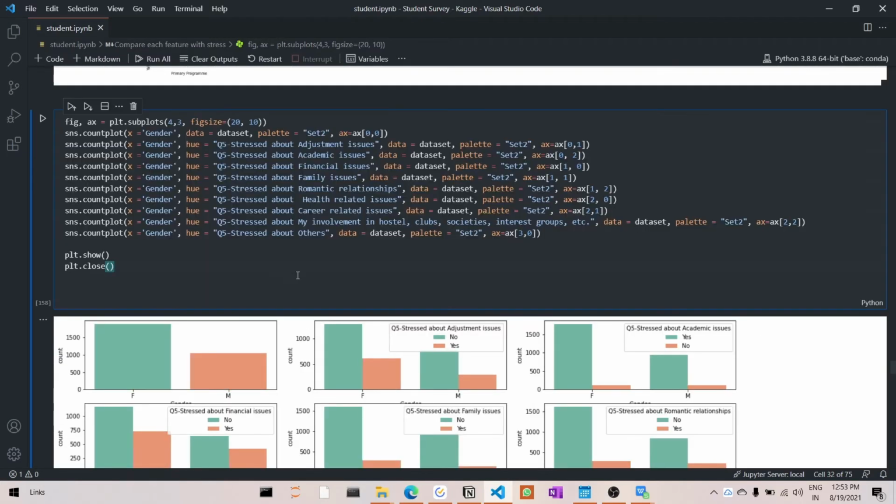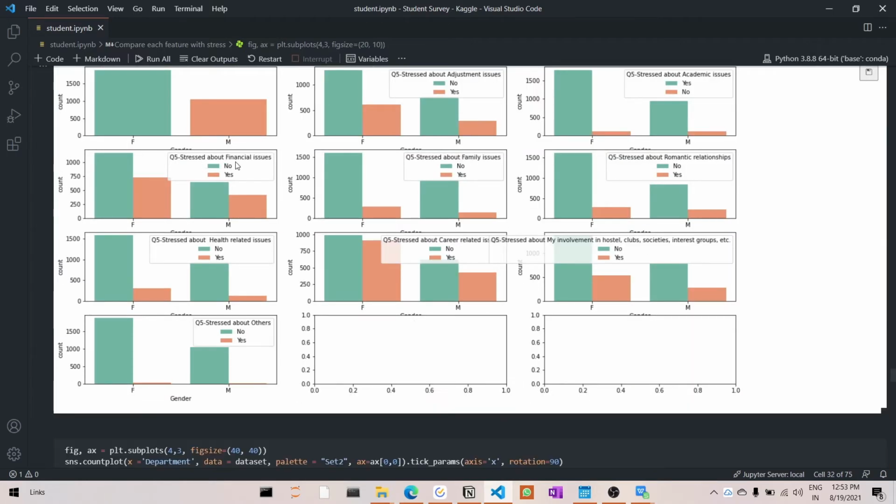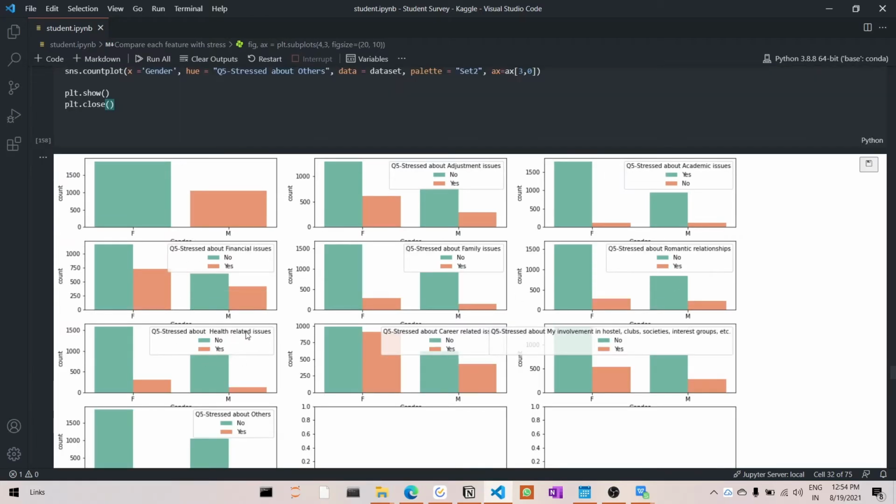Then we are going to see the feature gender and the impact of gender on various stress. Here we can see the stress about financial issue, both male and female are facing the same. But if you see the stress about career, the female count is higher than the male count. Then you can see the different stress, for example, health related, and then financial, and then adjustment issue.